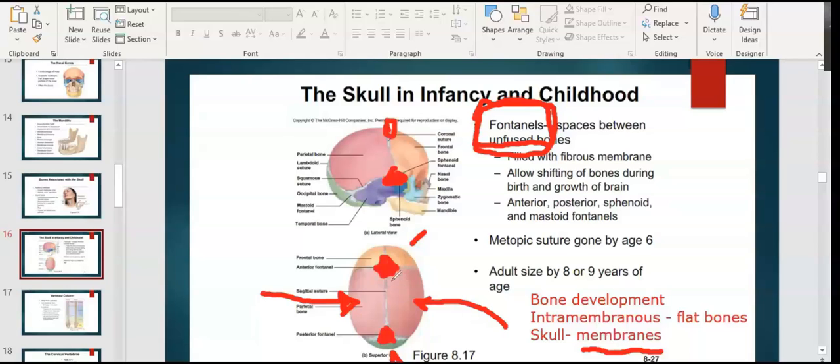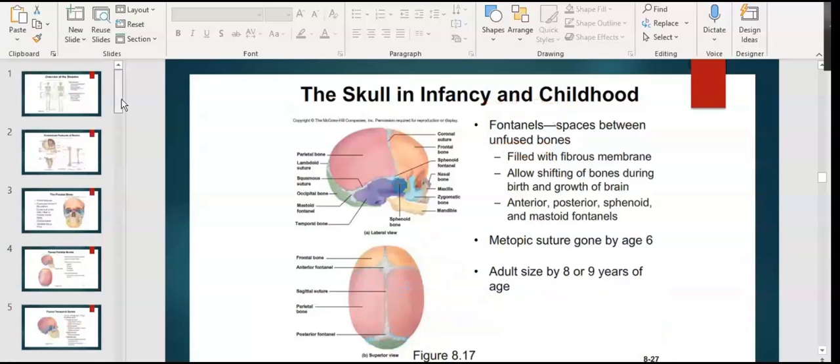Now, as we get older, all this is going to be covered with calcium. And where these membranes used to be, now what you're going to have is a union of these bones because this is going to be covered with calcium. So these areas where the bones get together, that's going to be a joint. This particular type of joint that you get in the flat bones of your skull is going to be called sutures.